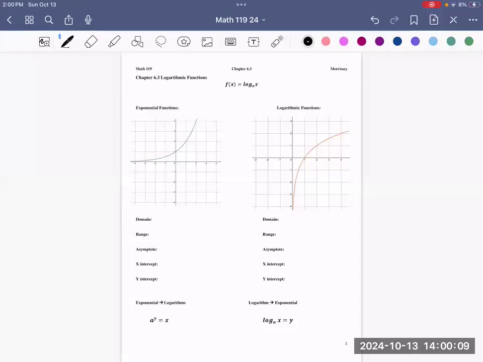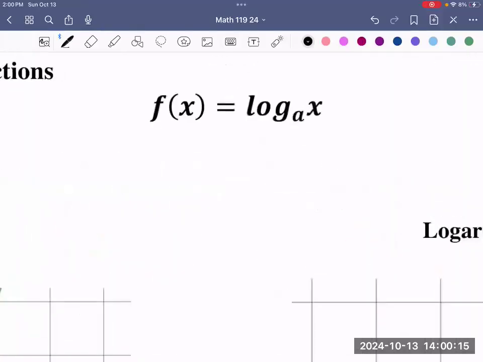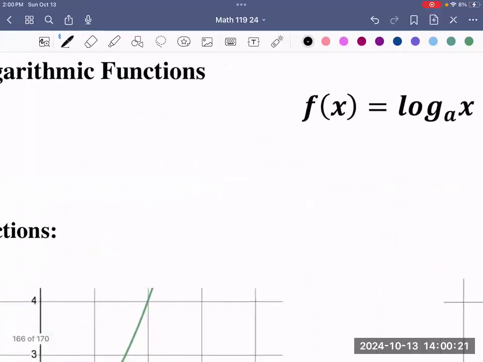Welcome to Math 119, Chapter 6.3, where we talk about logarithmic functions. So logarithmic functions take on the form f of x is equal to log a of x. Now, if you're curious as to how to actually say this, this is just log base a of x.